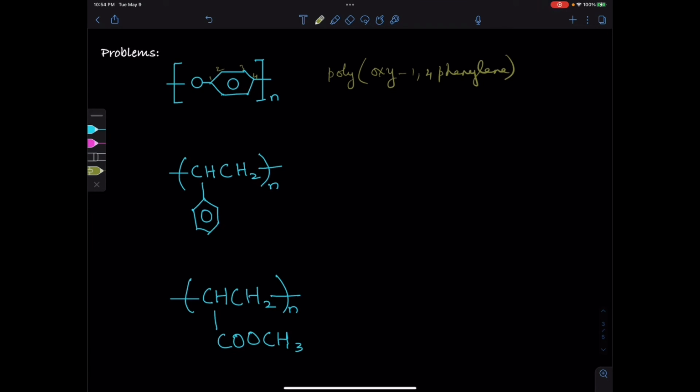The next one. Remember, the higher substituted carbon gets a lower number. So poly, since this carbon has a phenyl ring, it gets a lower number, so it would be 1 and 2. So it would be 1 phenyl ethylene.